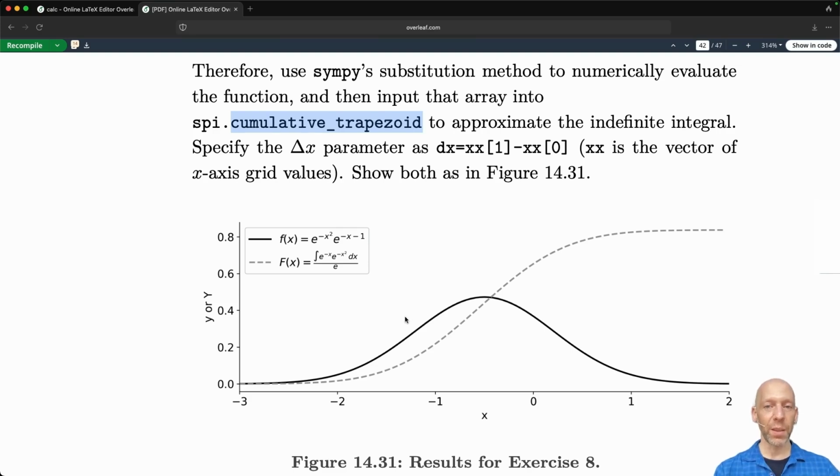Then you want to generate this plot. Here I have the function as a black line and the numerical approximation of the indefinite integral, or the antiderivative, in the dashed gray line. One of the parameters that you need to specify in the cumulative trapezoid function is delta x. Typically you would specify delta x as the difference between two successive x values, so x1 minus x0, where xx is the vector of x-axis grid values for evaluating the function.